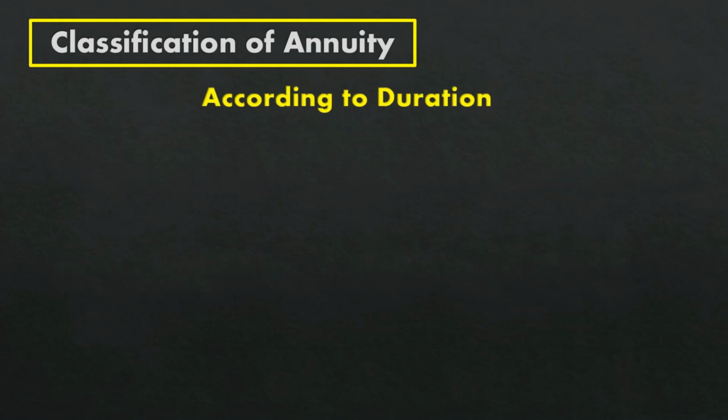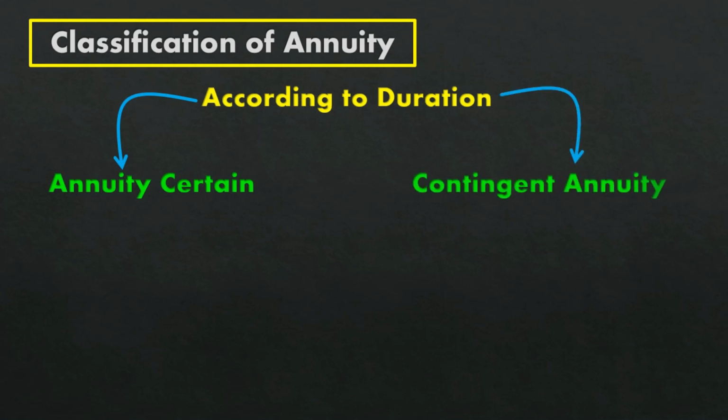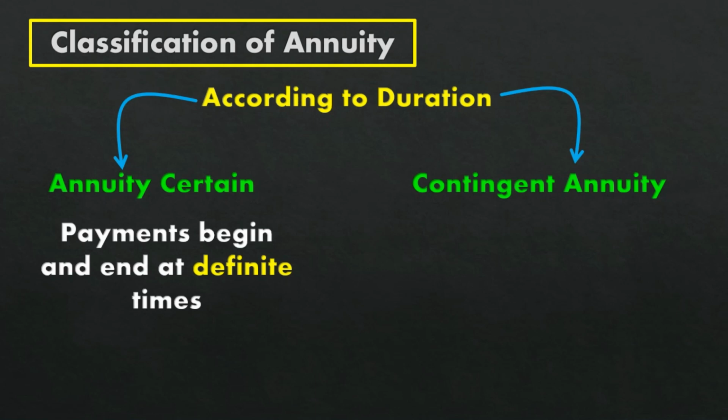Last type is according to the duration of payments. So, yung unang type dyan ay tinatawag na annuity certain. Yung other one is called contingent annuity. So, pinagkaiba na itong dalawa, ganito. Pag annuity certain, yung payments begin and end at definite times. Pag sinabing definite times, mayroong katapusan yung pagbabayad mo. That is annuity certain. So, let's say sinabi, bayaran mo yan after 3 years, tapos magbabayad ka monthly. So, that is annuity certain.